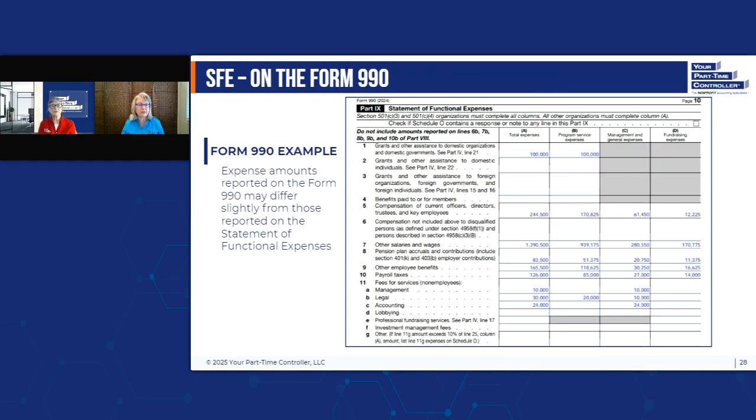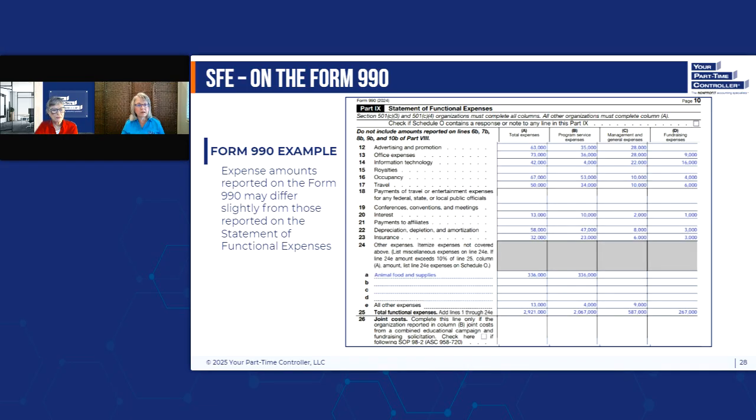This is an example of the statement of functional expenses on a Form 990. It's too long to fit on one slide, so here's the top half, here's the bottom half, and here are the totals. Note that total functional expenses in an organization's audited financial statements may differ slightly from those reported on the Form 990. This is because some expenses must be included in the Statement of Revenue section of the Form 990. These may include rental expenses incurred for the production of rental income, cost of goods sold, or direct donor expenses from special events.